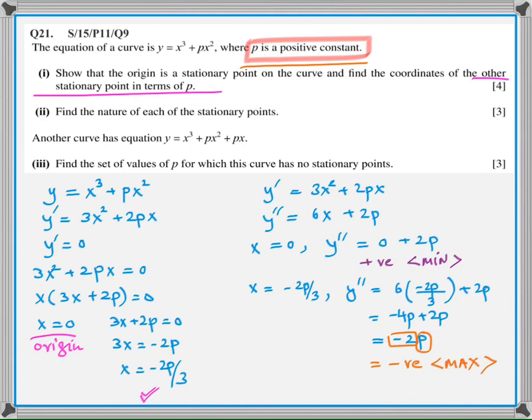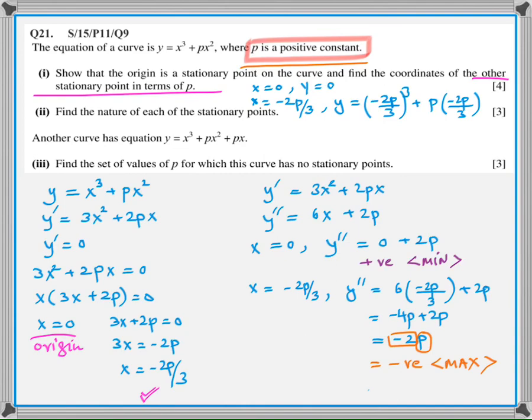What else is needed is that when x is 0, y comes out to be 0. When x comes out to be minus 2p over 3, y comes out to be minus 2p over 3 whole cube plus px square. And then you can simplify and you'll find the other coordinate. So actually they're not asking for the coordinates. If they were to ask for it, I have everything ready. Now let's look at the last part.